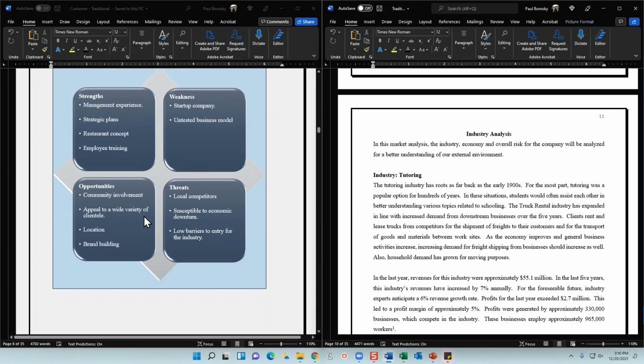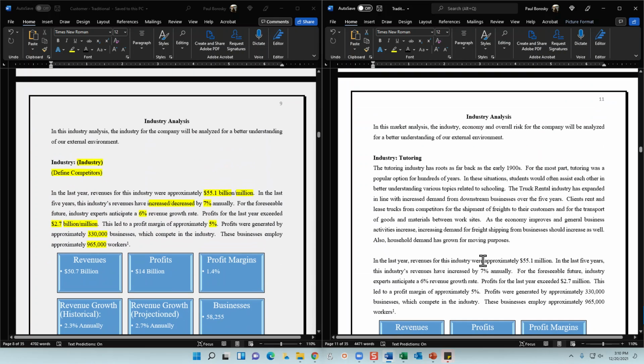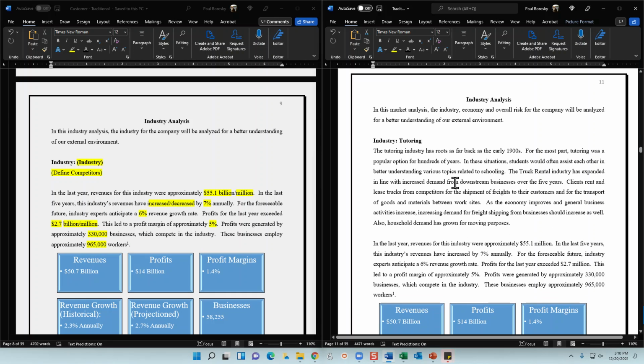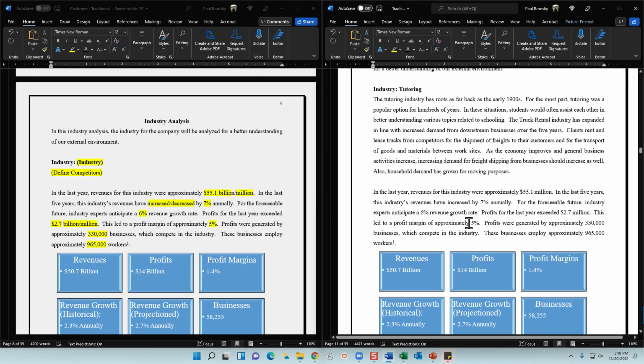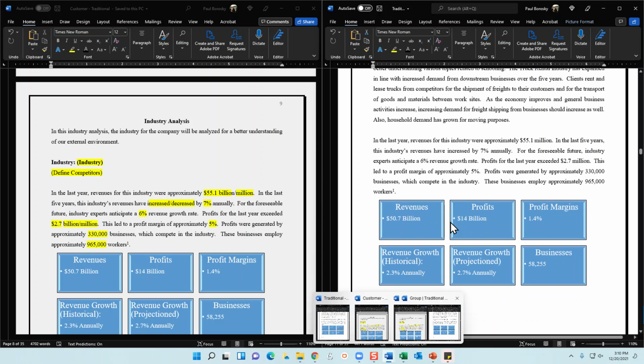Next is going to be the industry analysis. I do add a little bit more meat on the bone for the industry analysis as compared to my express plans. We might have a couple paragraphs. Right here, I'm going to be talking about the industry as a whole. Down here, I'm going to be including some statistics for the revenues, the growth, the profit margins, number of competitors, number of employees. This information is going to be taken from IBISWorld.